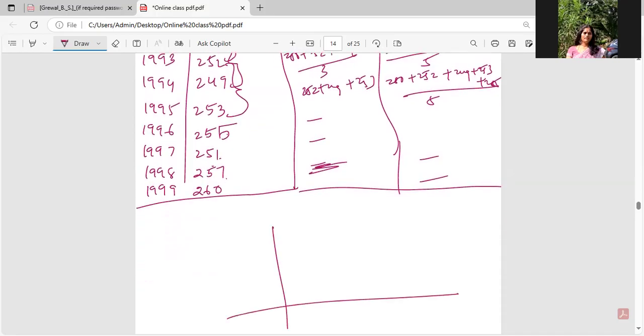I'll be going with the plot. I'll be taking the years here and the values here. Between every 3, I'll be plotting. So this would be my trend line. The actual line would be something like this. I'll be plotting the values and the actual line would be something like this.